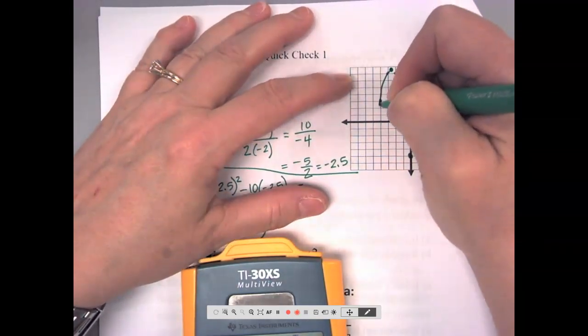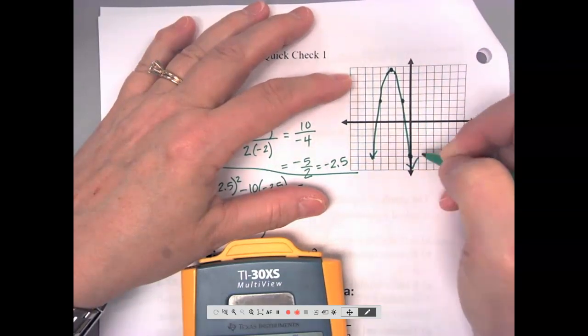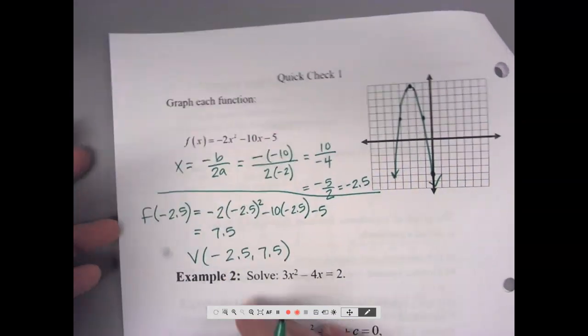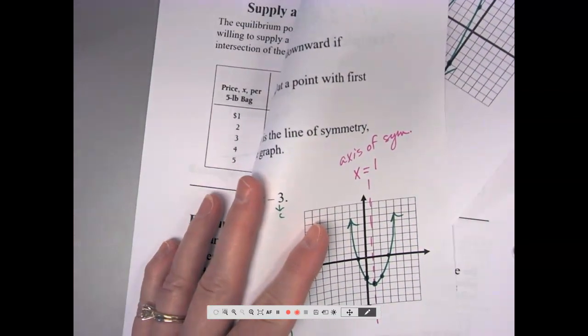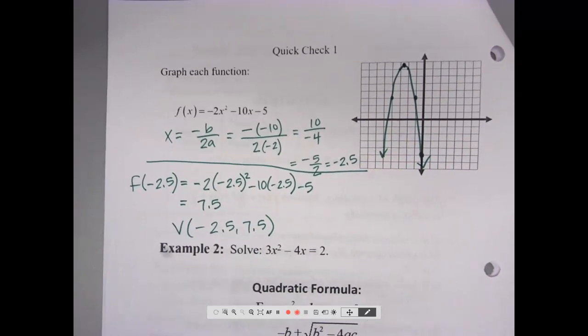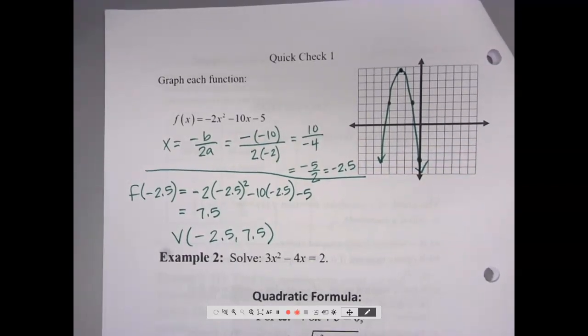Alright, so this one's pretty narrow. What made this narrow? What made it skinny? This one's skinnier than that one. Just because? What made this narrow? The 2. The 2 in front is like a vertical stretch, so it makes it more narrow than the previous parabola. If I had a coefficient of 5, it'd be even more narrow.